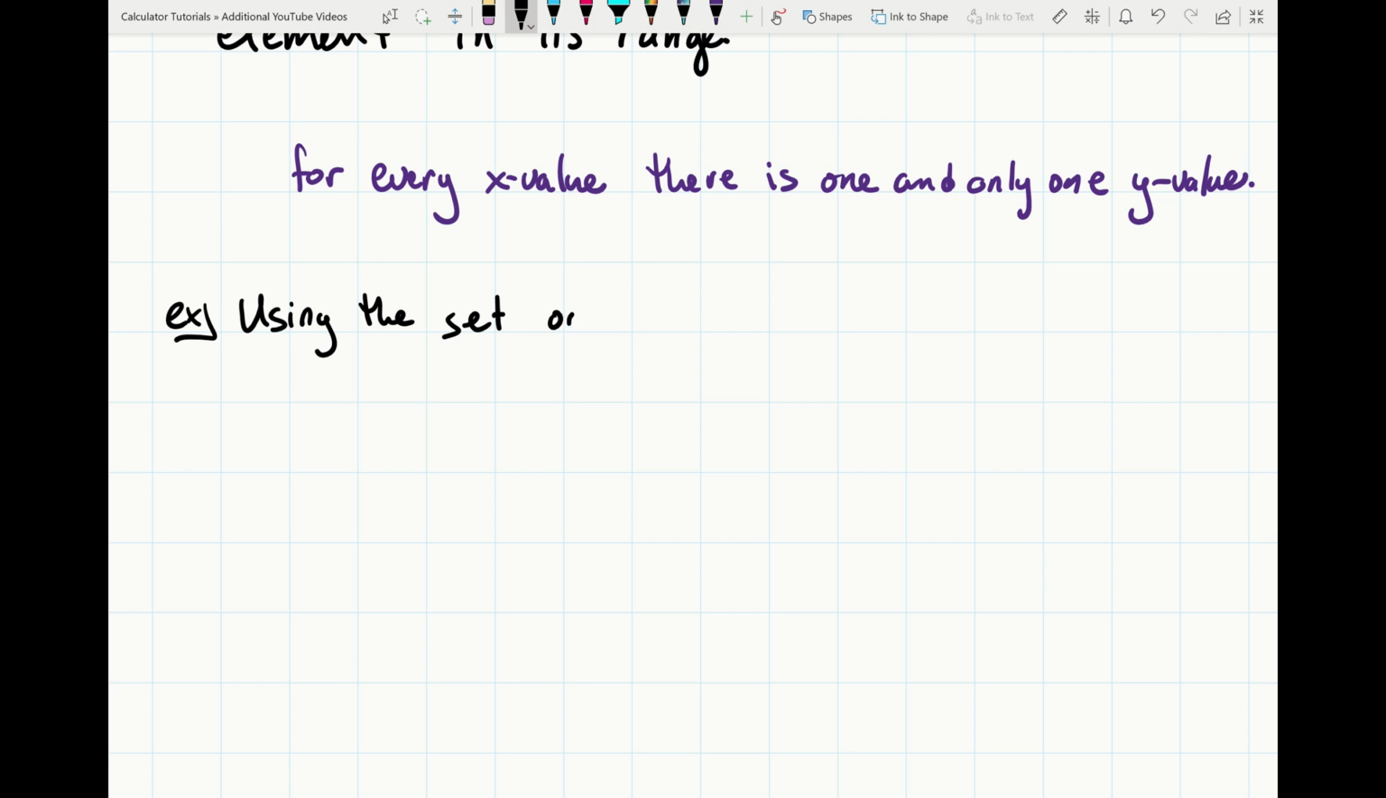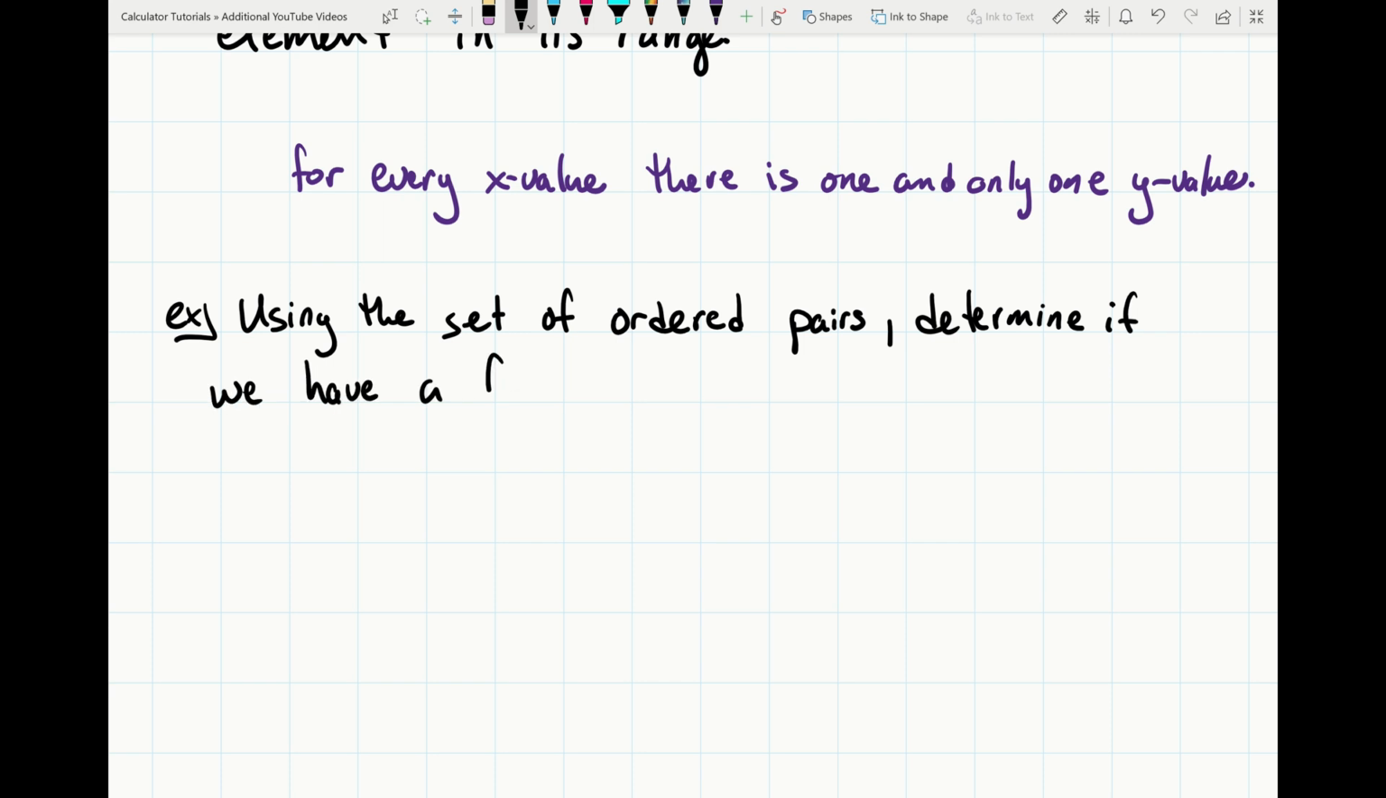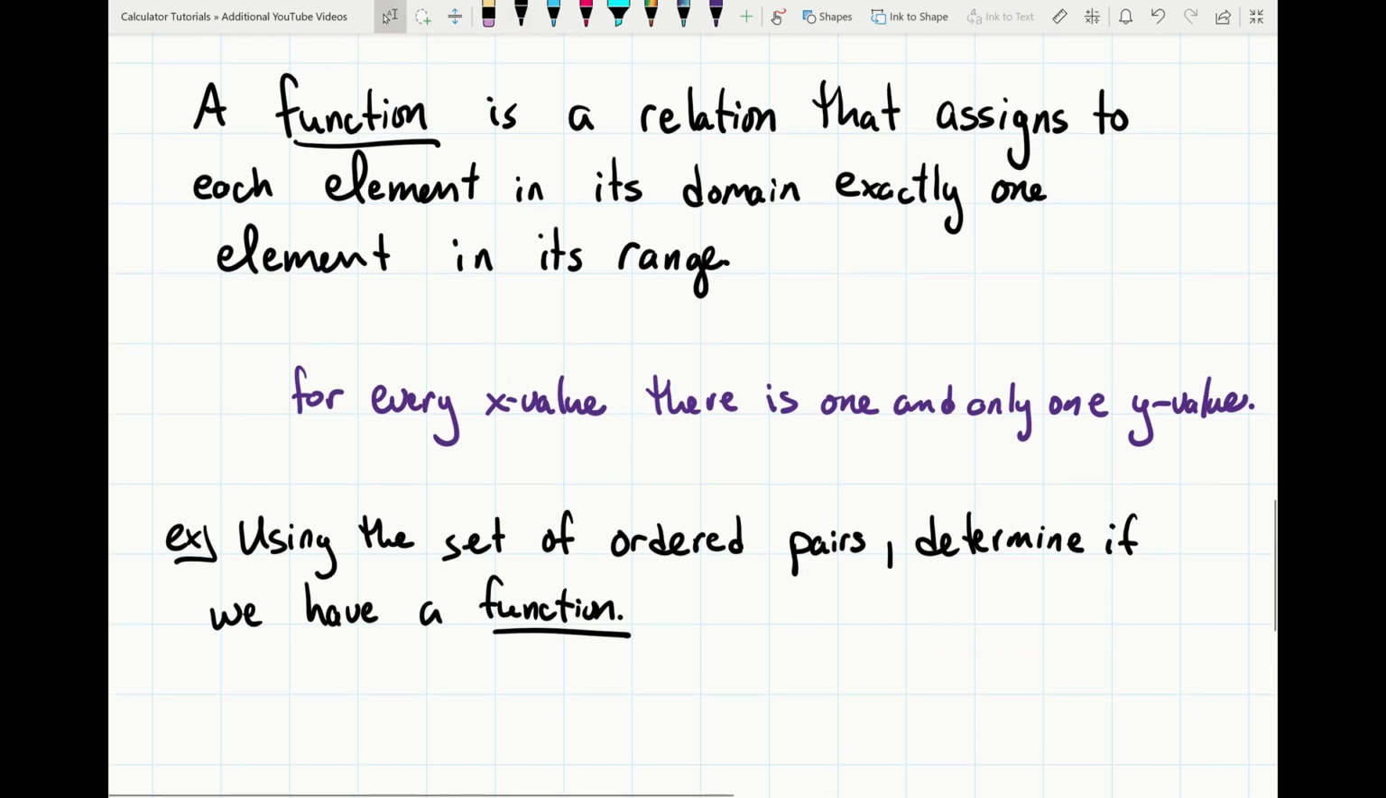Using the set of ordered pairs, determine if we have a function. Now, in order for us to answer this, we need to go back to this definition right here: a function is a relation that assigns to each element in its domain exactly one element in its range. That exactly one is so important because it defines what a function really is.